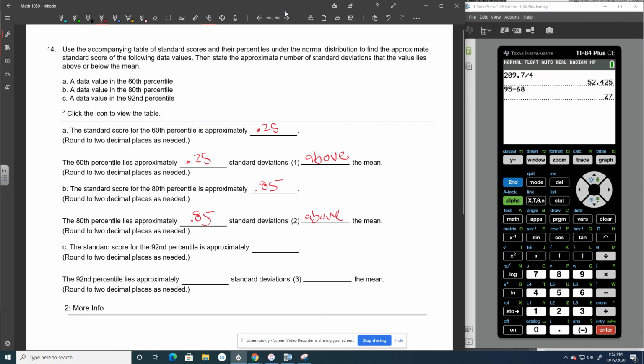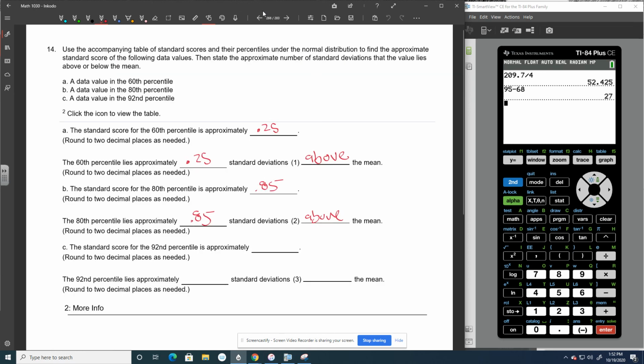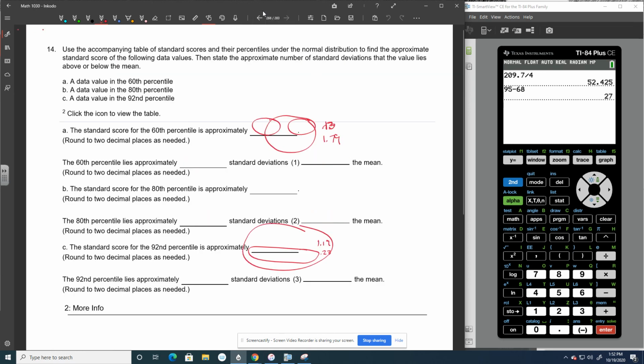Again, I'm above, and so it's not negative 0.85. Where are we? Yeah, we're okay. We're at 0.85. And we're in the 80th percentile, so we are above the average. Now, the last one it wants us to find is the 92nd percentile.